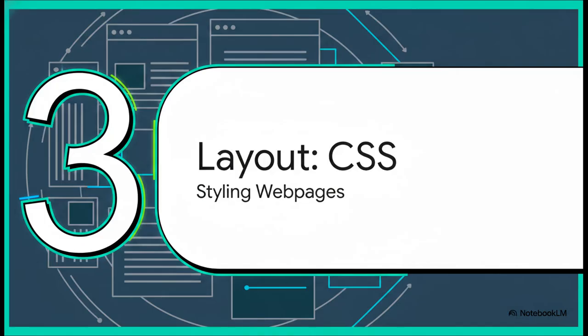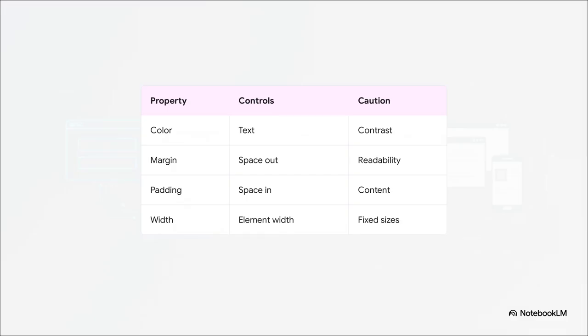Okay, part 3, layout and appearance, CSS. Once our structure is solidly in place, we bring in CSS. This is the language that takes plain, boring HTML and makes it attractive and consistent. And this brilliantly illustrates how that works. In practice, a CSS rule uses properties to control specific visual features. You've got color for your text, but hey, you got to make sure the contrast is high enough so people can actually read it. Then you have margin for the space outside an element and padding for the space inside.